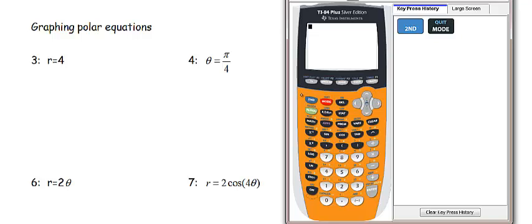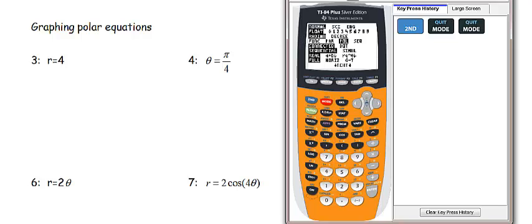So the first thing we want to do is make sure that our mode is in polar. Now most of your modes are probably in function, but you want to make sure that's in polar. It might be in parametric if you were just doing the parametric section. So we go down and highlight polar. You want to make sure you're in radian. Basically, in all of calculus, you want to do it with radians.